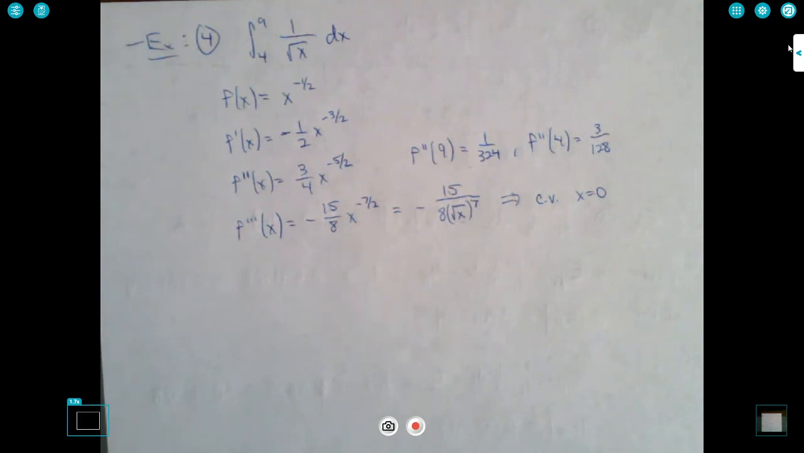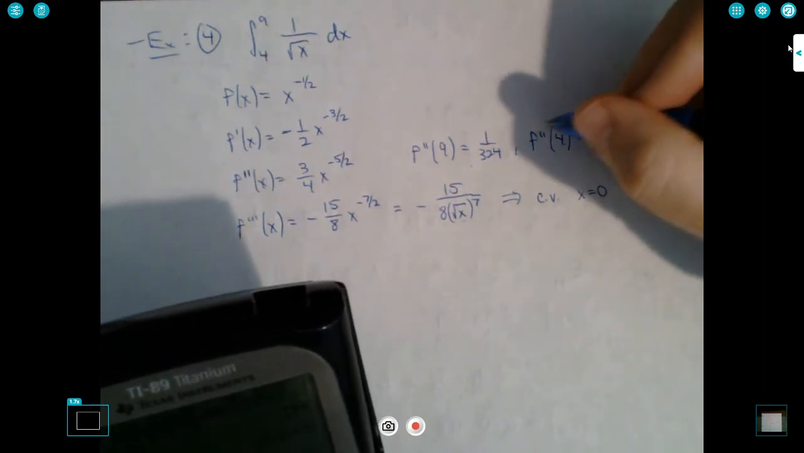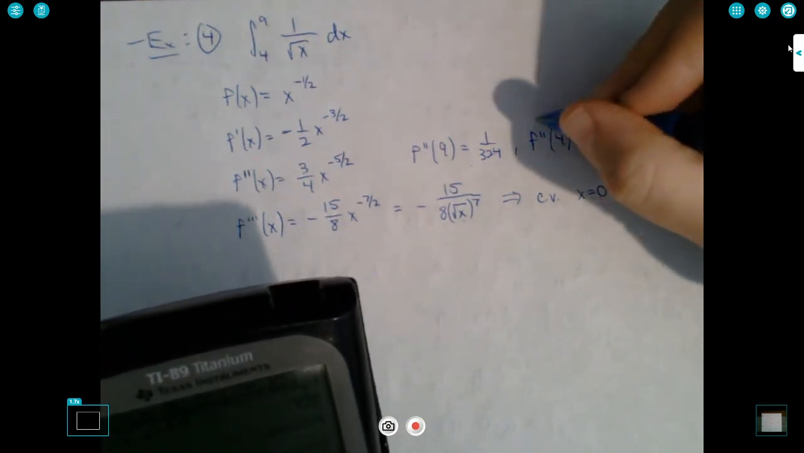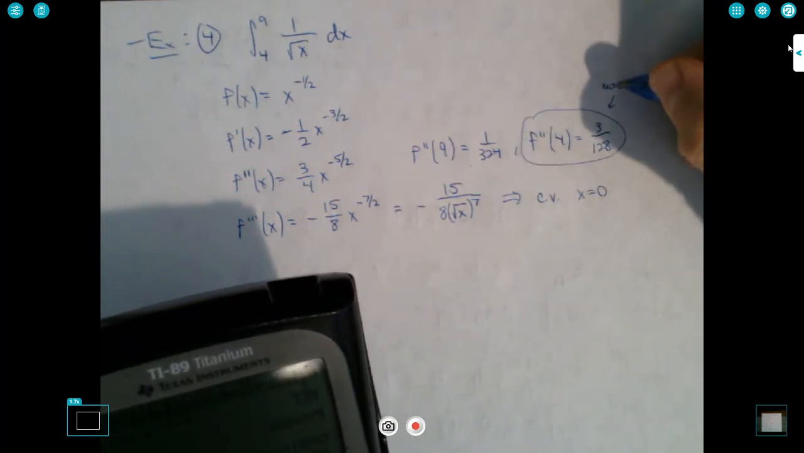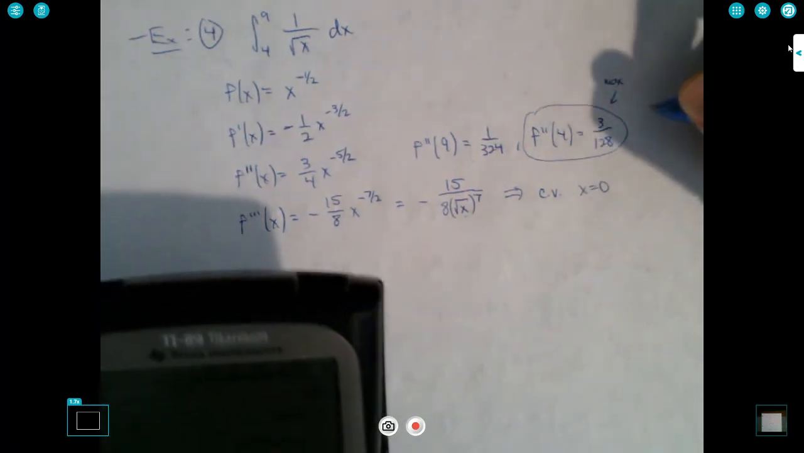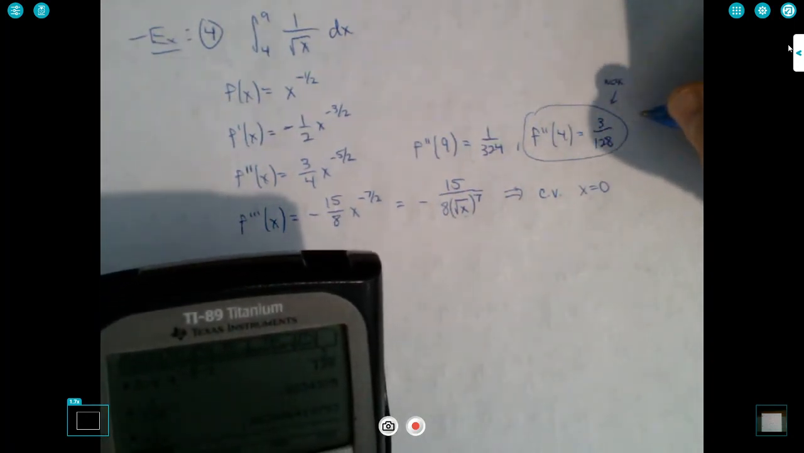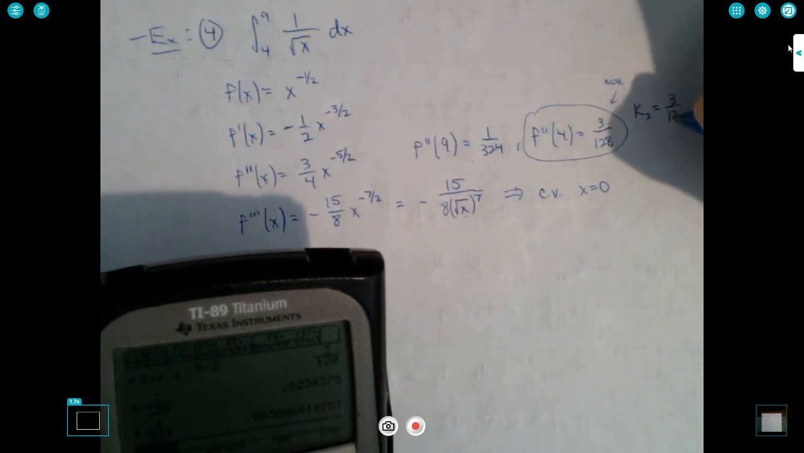So which of those is bigger? Yeah, so this one is bigger, right? So this is our maximum value. That's our maximum value. So K2 is equal to 3 over 128.